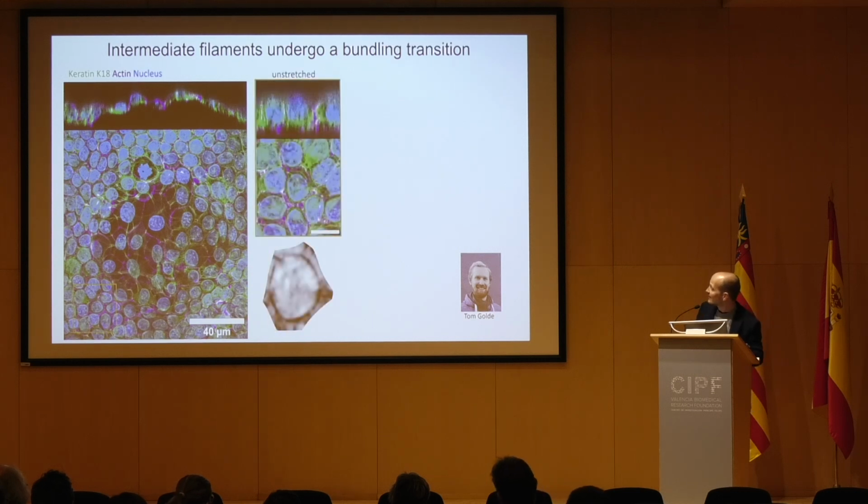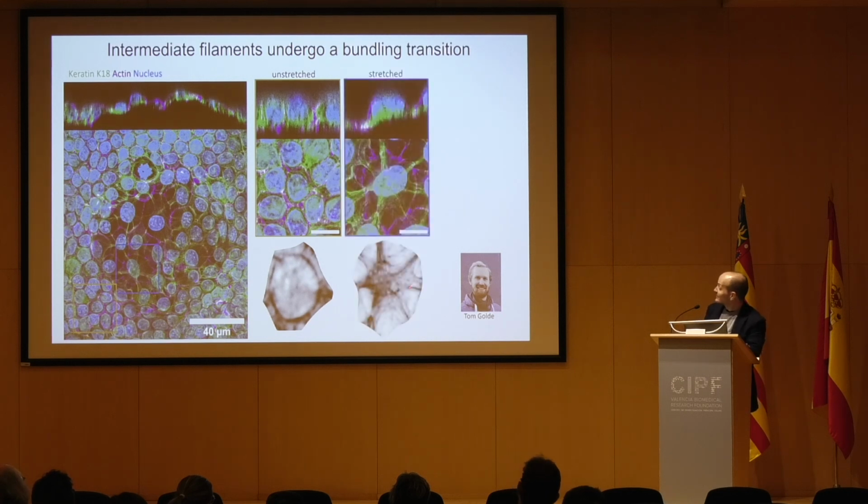So if you look at cells that are not deformed, cells that are in the monolayer here, you see that intermediate filaments, and keratin in particular, are distributed around the nucleus. They form a cage around the nucleus, like a protective cage, right? And then they fill the cytoplasm. But when you stretch the cells, the intermediate filaments adopt the shape that you're seeing here, right? They form these bundles of filaments that connect adjacent cells.